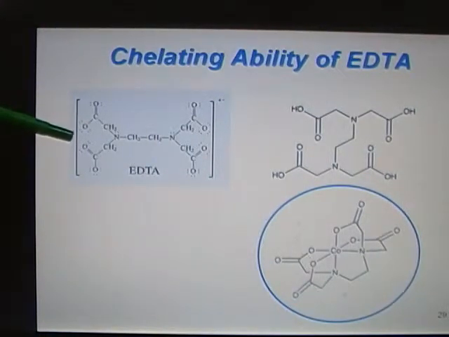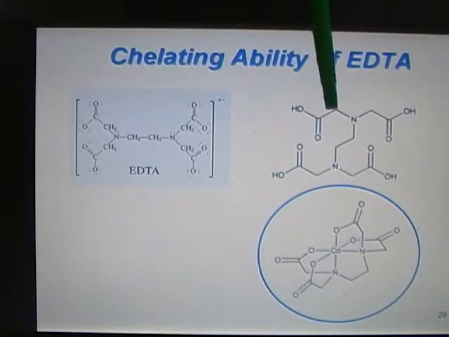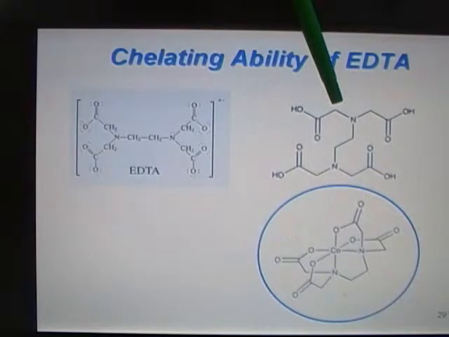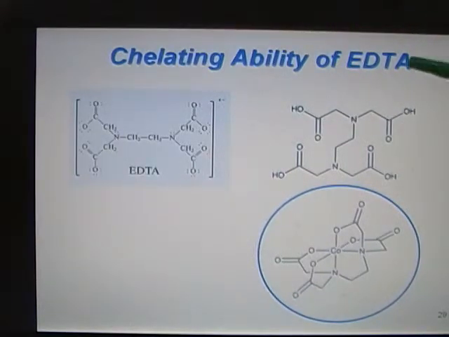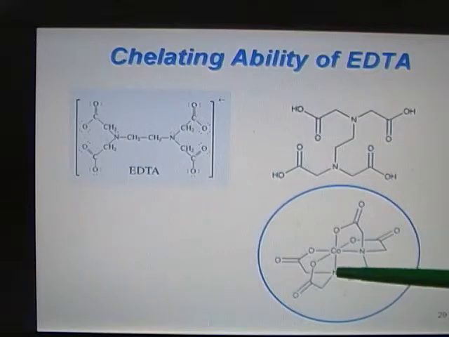So here's the Lewis structure for EDTA, and if we draw it using lines to represent carbon and hydrogen, this is the line structure for EDTA. Remember, the 2 nitrogens can bond, and the oxygens right here, when they lose their hydrogens, can also bond to CO. If you look at this, CO has 1, 2, 3, 4, 5, 6 atoms from EDTA binding to it. EDTA is a hexadentate ligand.